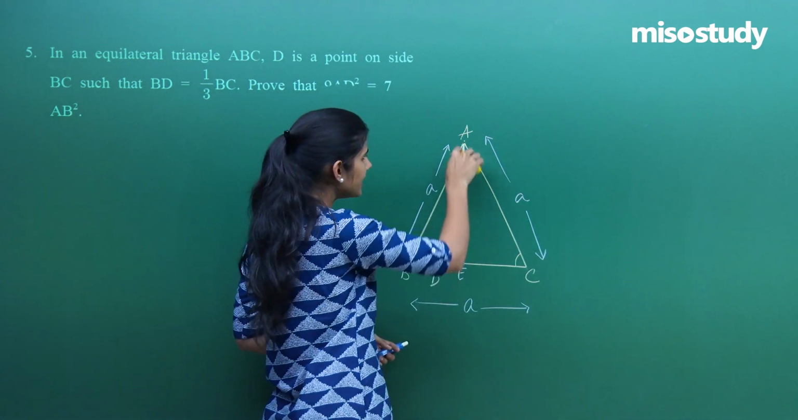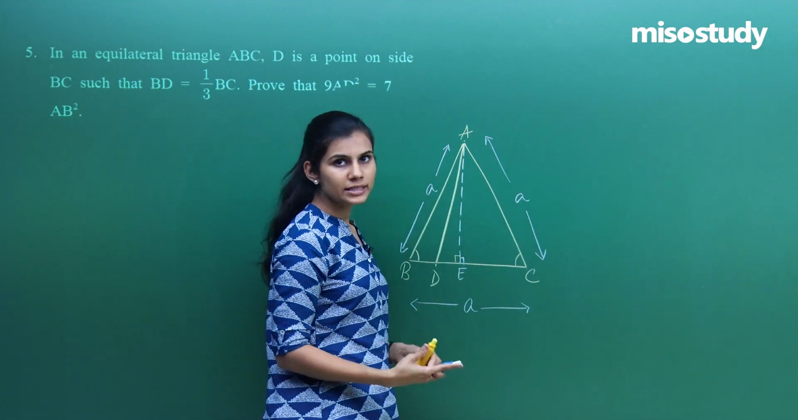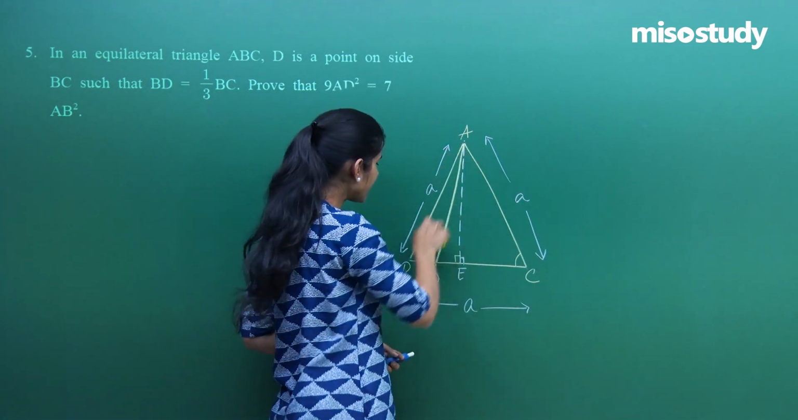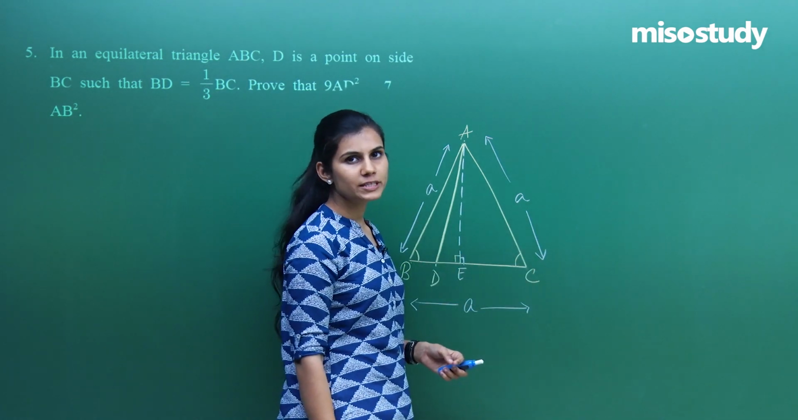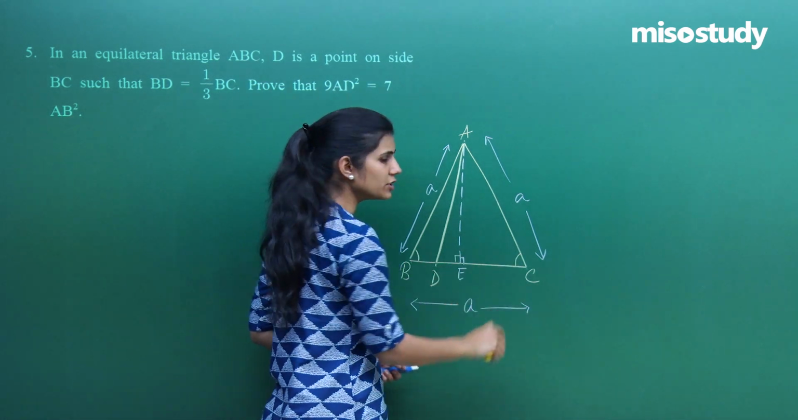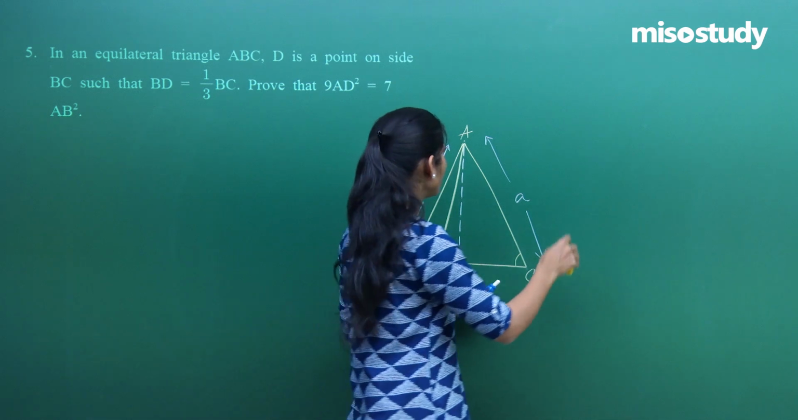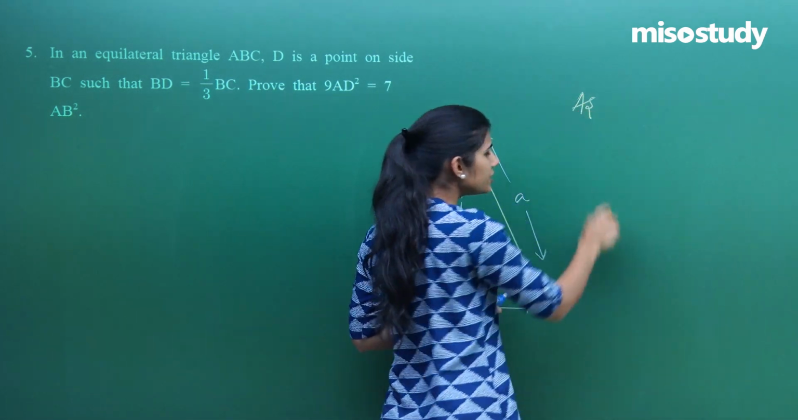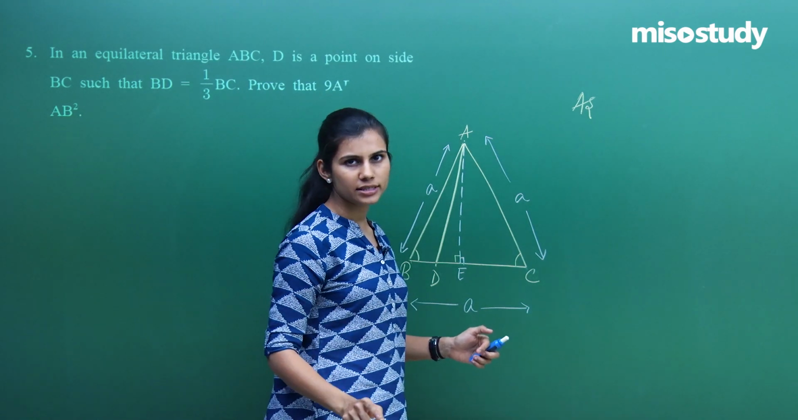And AB's length is equal to AC's length. So by AAS congruence condition, I get triangle ABE is congruent to triangle ACE, and therefore their corresponding parts are going to be equal. So I will have BE is equal to EC as one of the results of CPCT. You don't need to prove this in this particular question, but you should understand how this is coming.